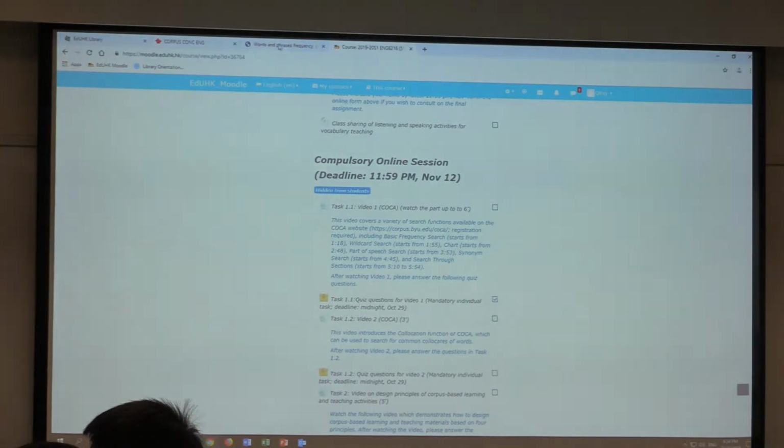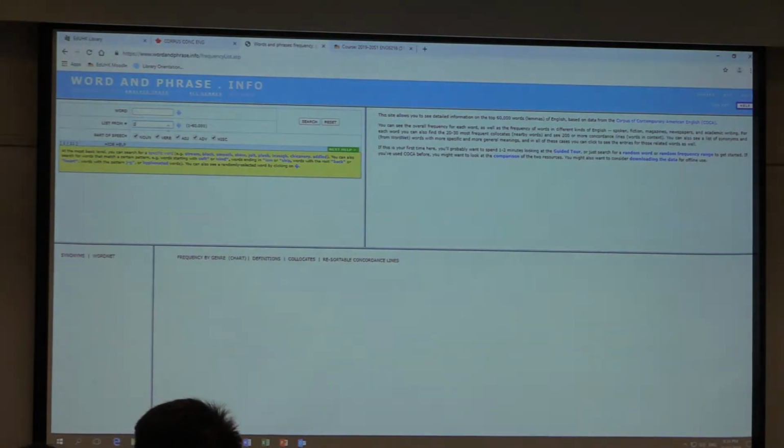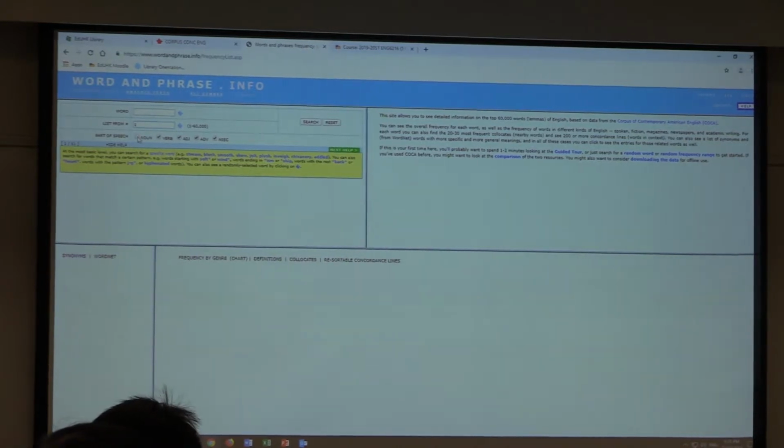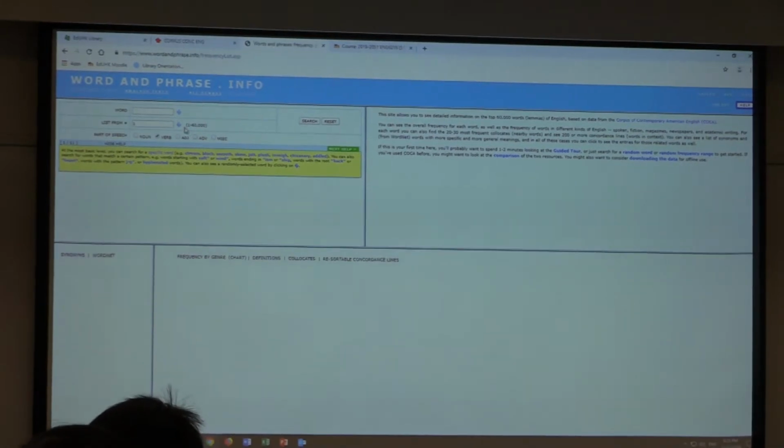Okay, so for example, one. So that means in this corpus, okay, later I will give you more information about this corpus website, okay? So I just choose verbs because I'm only interested in knowing verbs. And in this corpus, it lists words from the most frequent word, number one, to the 60,000th frequency word, okay? So you can click search.